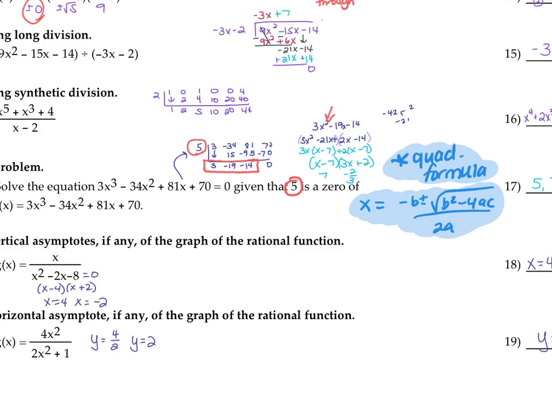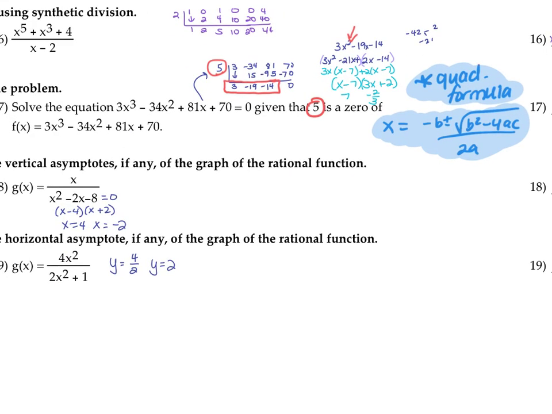Okay, vertical asymptotes. So vertical asymptotes come from your denominator. Set it equal to 0. In this case, my vertical asymptotes would be at x equals 4 and x equals negative 2.